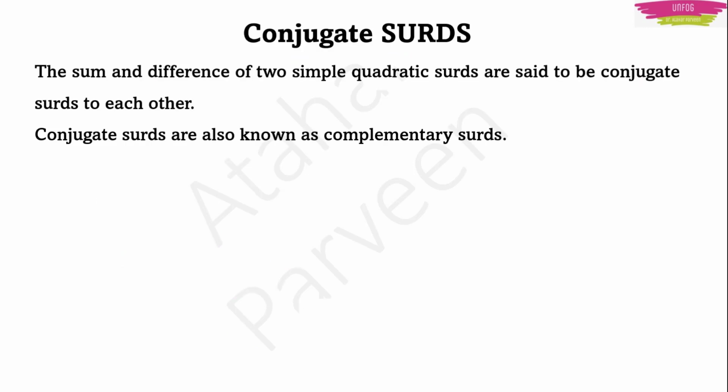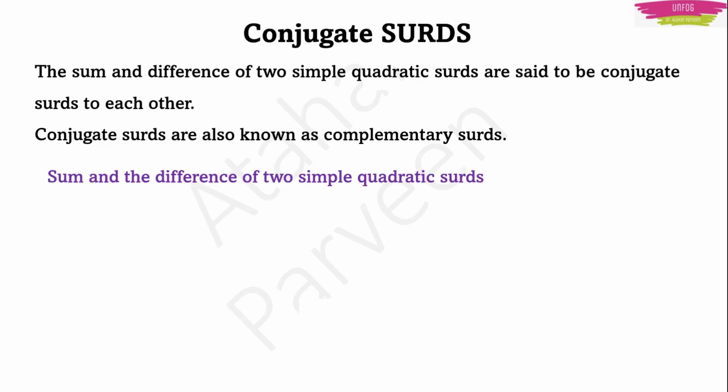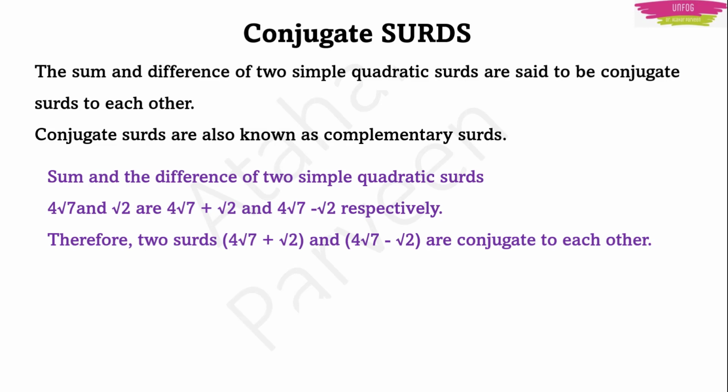Now let's come back to conjugate surds. The sum and difference of two simple quadratic surds are said to be conjugate surds to each other, as I told you. These conjugate surds or rationalizing factors are also known as complementary surds. Okay, complementary surds. For example, if you are taking sum and difference of two simple quadratic surds like this, 4 root 7 and root 2, you add them or subtract them, both will be your conjugate surds.